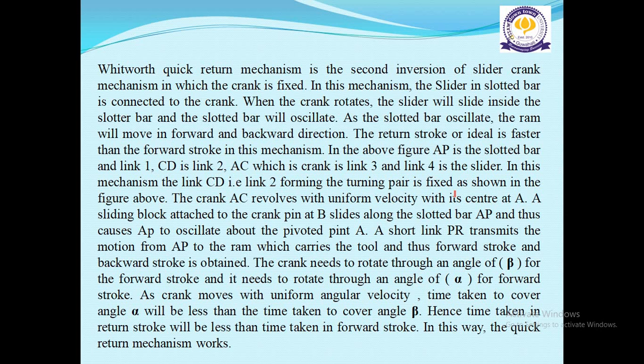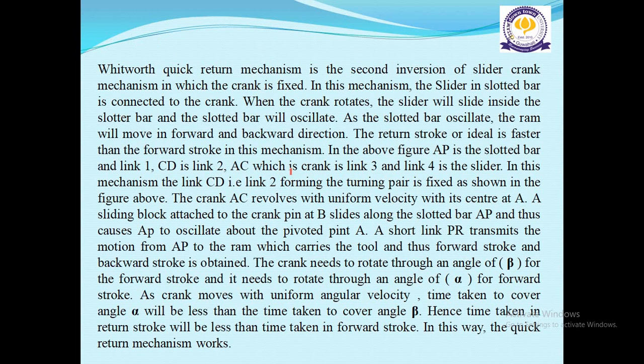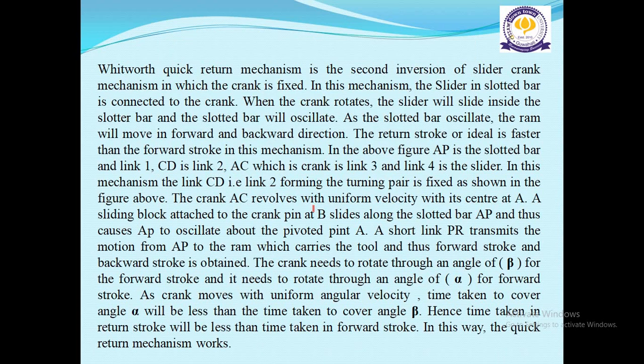The crank needs to rotate through an angle of beta for the forward stroke. Here you can see the angle beta for the forward stroke, and it needs to rotate through an angle alpha for backward stroke. Yes, this is the angle alpha. As the crank moves with uniform angular velocity, time taken to cover angle alpha will be less than the time taken to cover angle beta. Hence, time taken in return stroke will be less than time taken in forward stroke. Okay, so in this way, the quick return mechanism works.